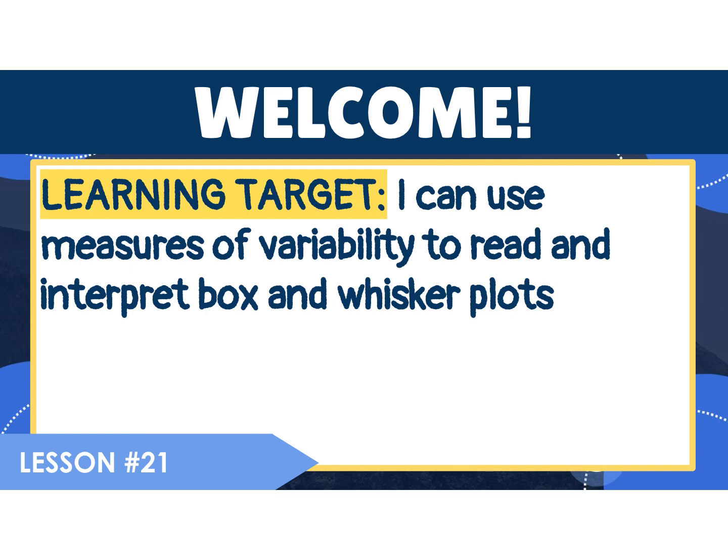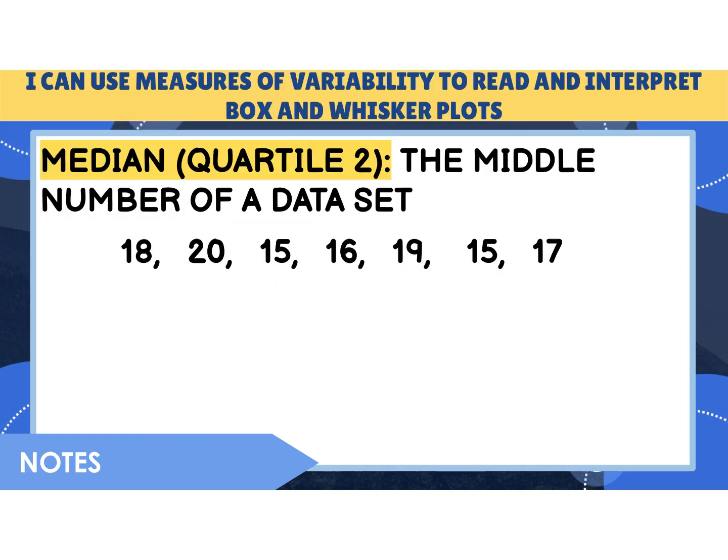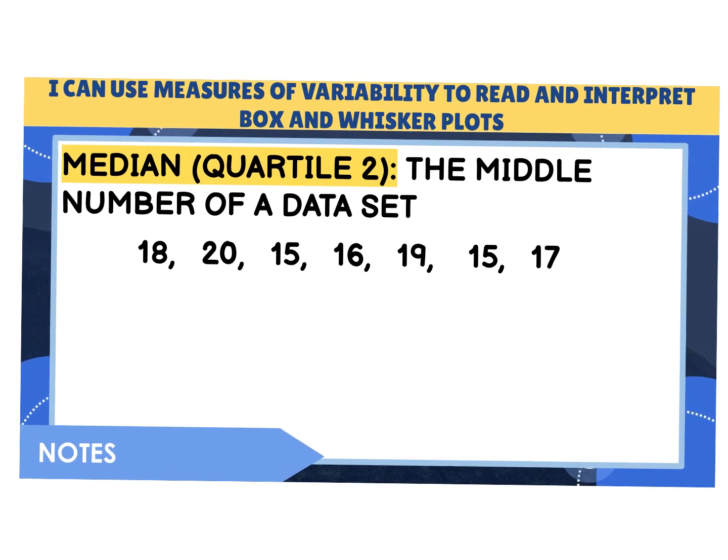The learning target is I can use measures of variability to read and interpret box and whisker plots. So we need to know a few numbers to help us interpret box and whisker plots. The first one is the median. It's also called quartile 2. And it's the middle number of the data set, specifically when the data is ordered from least to greatest.